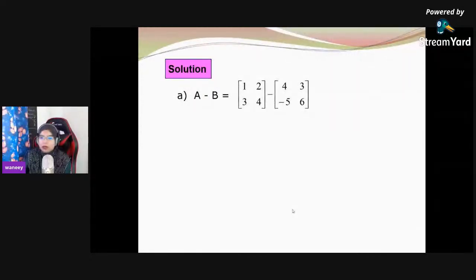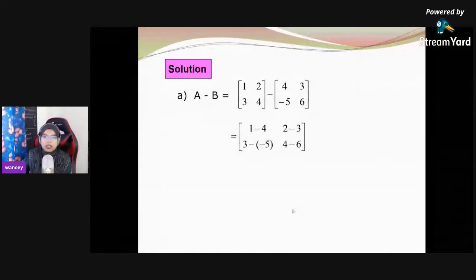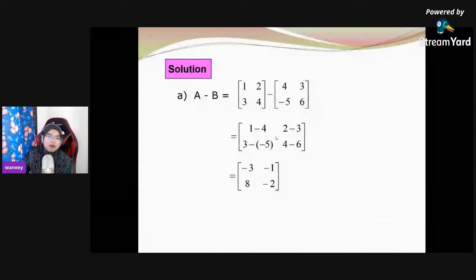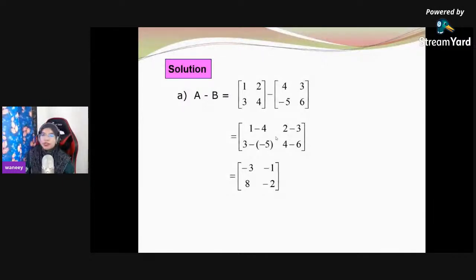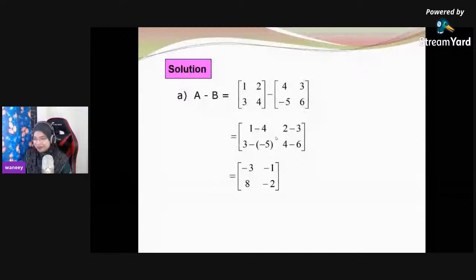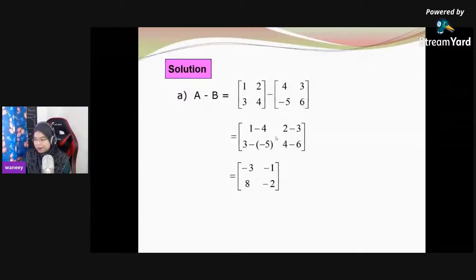So 1, 2, 3, 4 minus 4, 3, negative 5, 6. So 1 minus 4, 2 minus 3, 3 minus minus 5, 4 minus 6, and then simplify them. It should become negative 3, negative 1, 8, negative 2. So kalau dapat jawapan yang betul, lagi sekali tanya. Okay, done. Next.